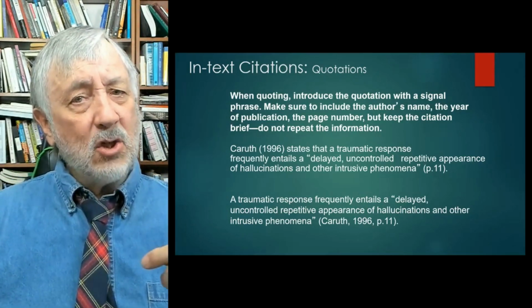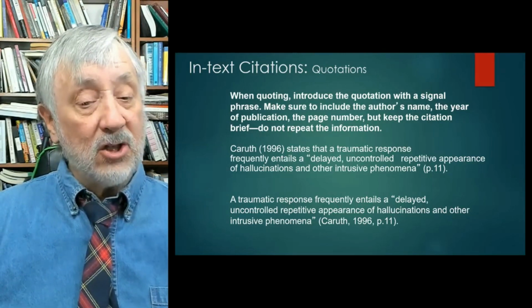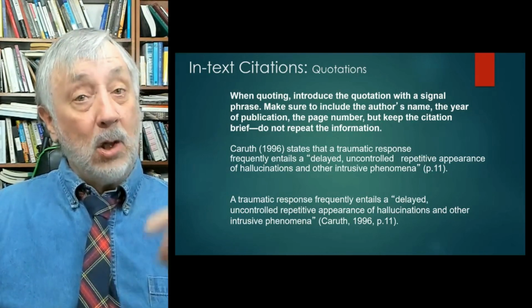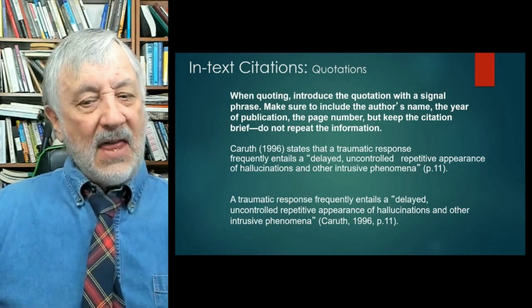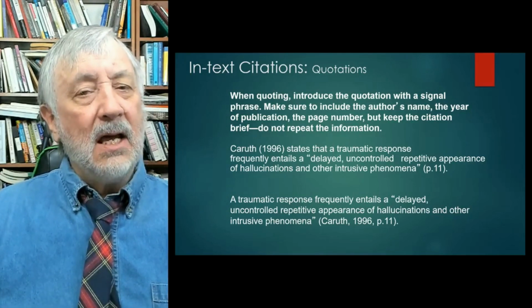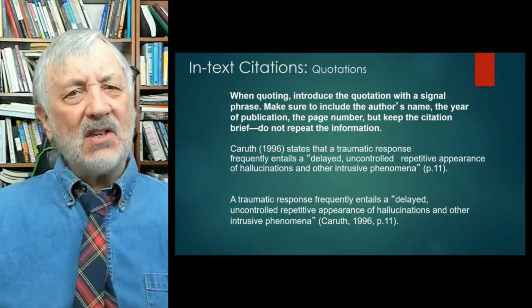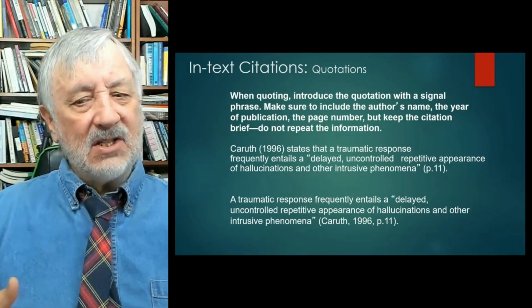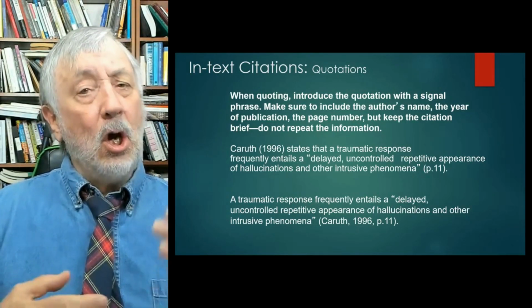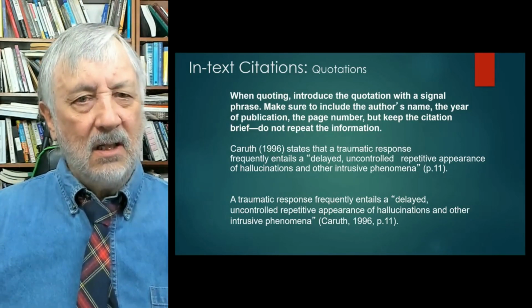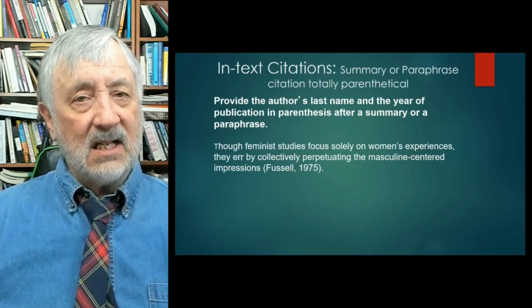The other way to do a citation, and this is for a quotation, is: a traumatic response frequently entails a, quote, and then the entire quote, and then at the end of that you have the complete citation in parentheses. This is why it's called a parenthetical citation. The parentheses hold the major source: Carruth, 1996, page 11. So you have two major ways to give in-text citations.